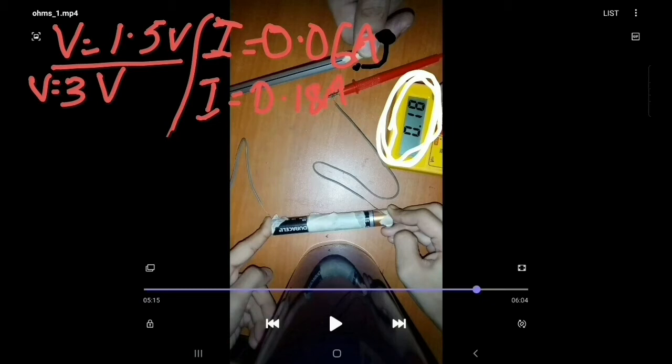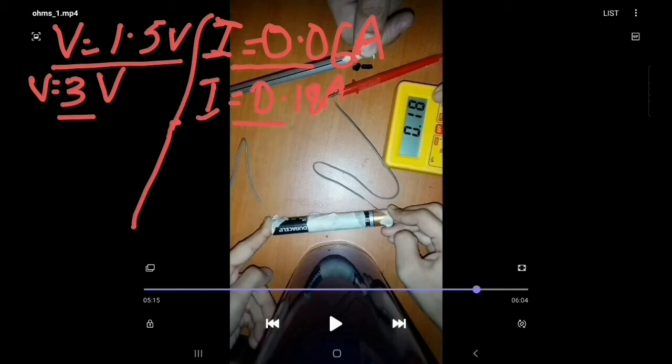Now from the reading you could see that the current is almost 0.18 ampere. That is, when we applied a voltage of 1.5 volt, we got a current in the 0.0504 range, and when we increased the voltage to 3 volt, I got a current of 0.18, which is a greater current. Now let us see what will happen if we increase the voltage further.